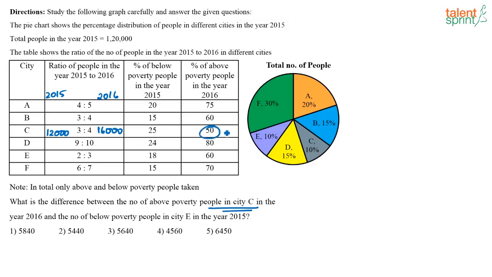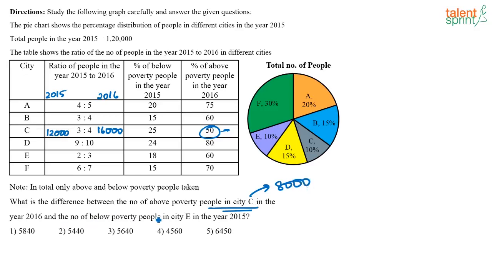So below poverty line is 50%, above poverty line is also 50% here in 2016. So 16,000 into 50 by 100, or half of 16,000. So this value comes to what? It comes to 8,000, right?